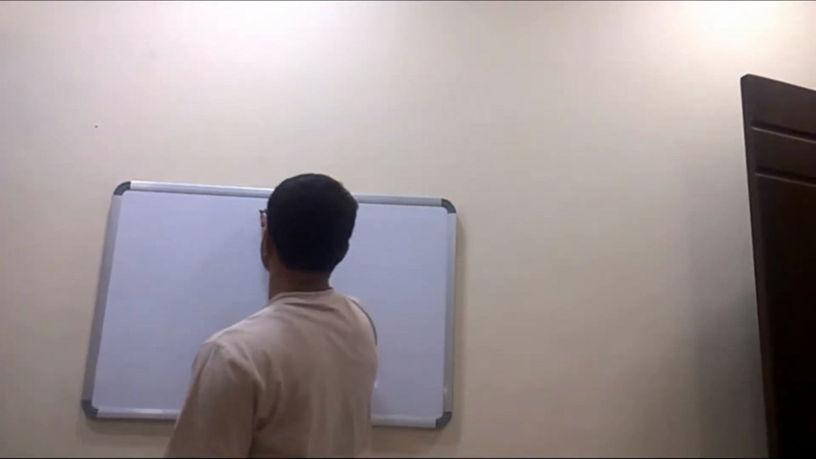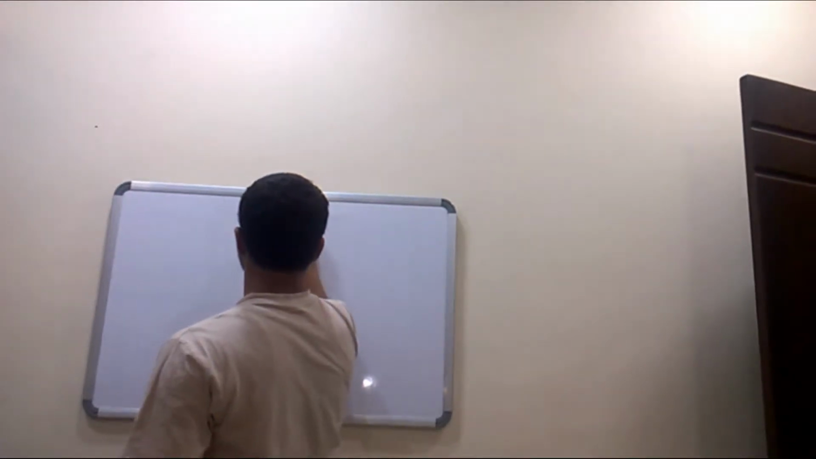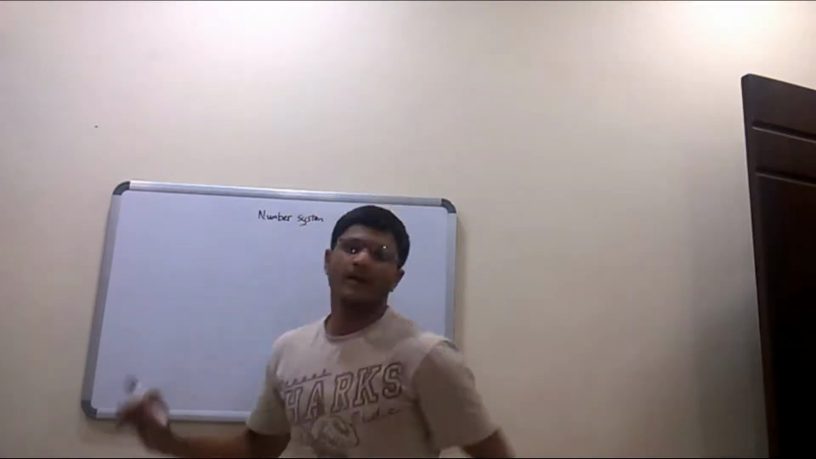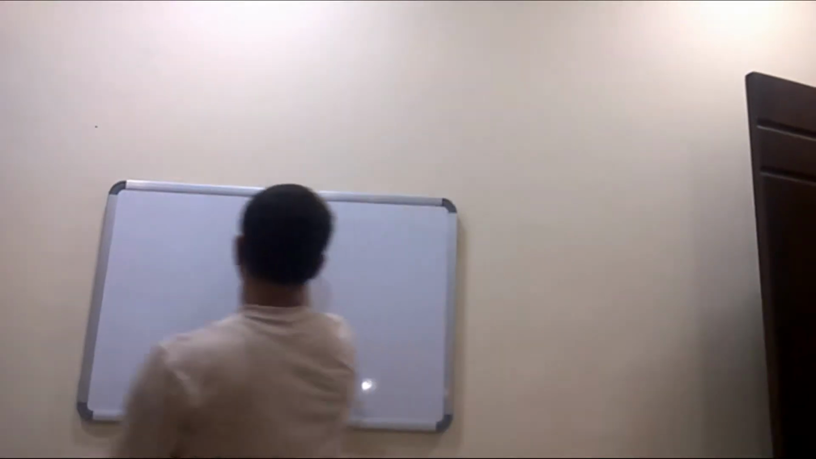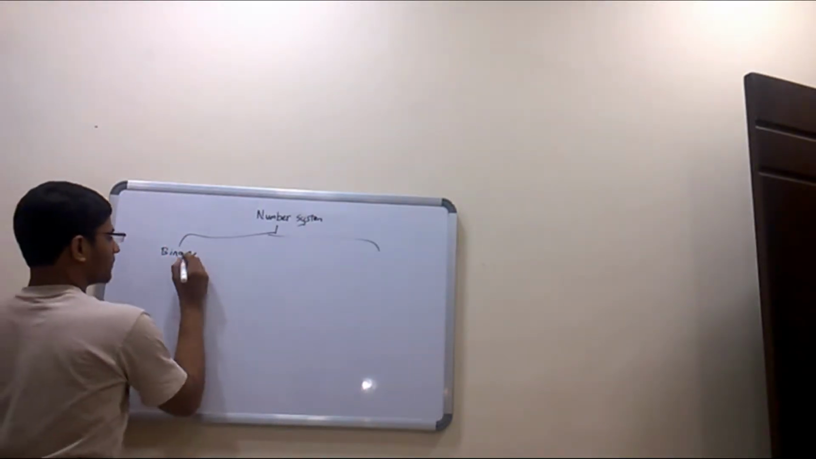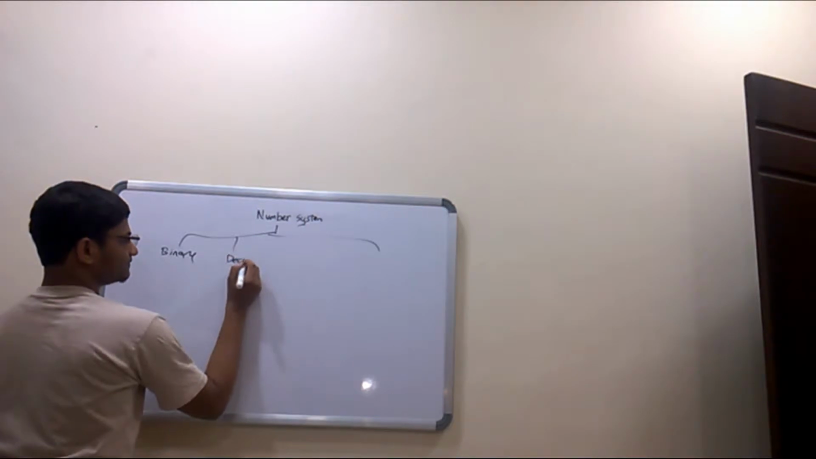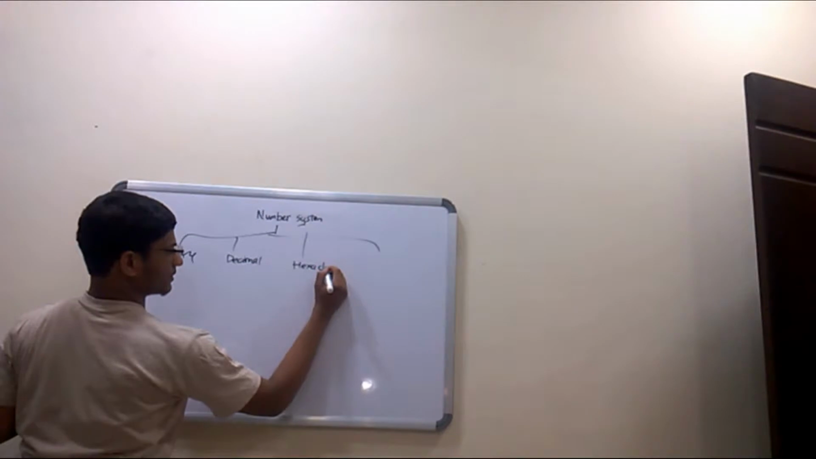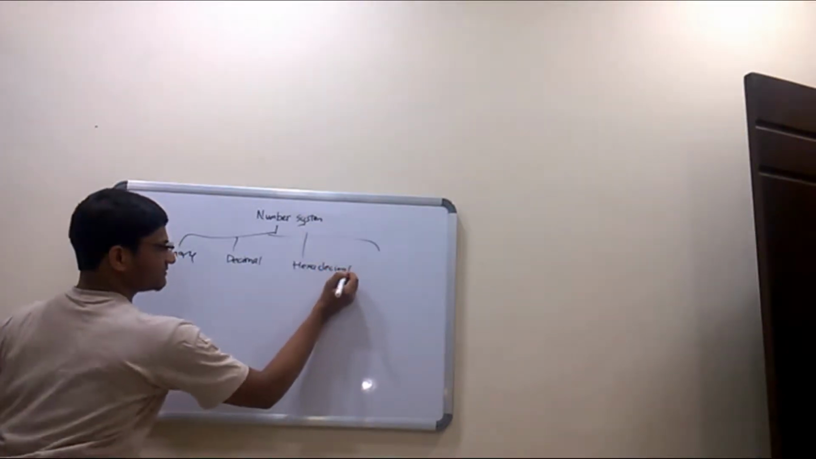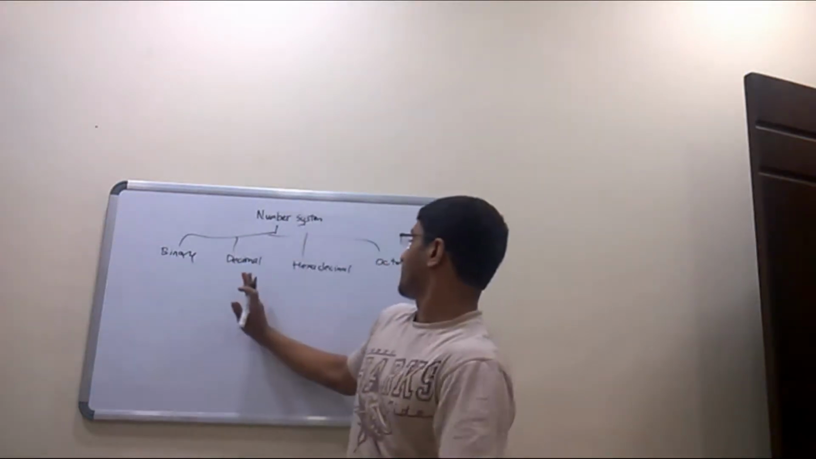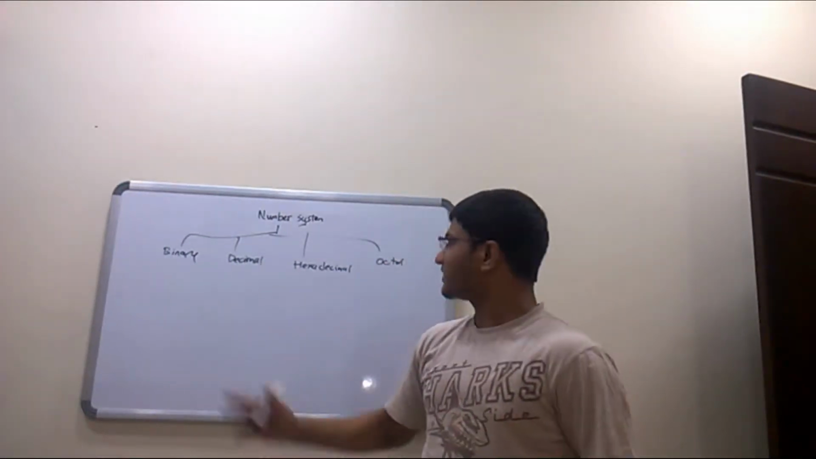In the last lecture, we learned about number system. Today we will classify number system. Basically, number system is classified into 4 types. That is binary, decimal, hexadecimal. Can you guess the last one? Yeah, it's octal. We will begin with the easiest one, that is the decimal system.